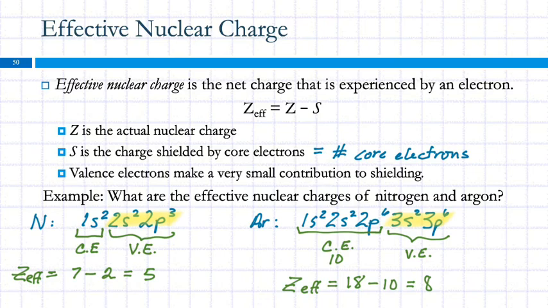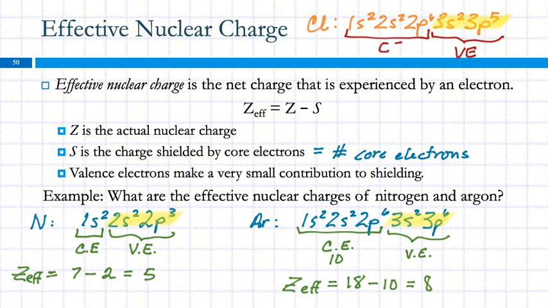If we looked at, say, chlorine, let's just look at that for a minute. So chlorine, 1s2, 2s2, 2p6, 3s2, 3p5, right? There's our valence electrons and our core electrons. How many core electrons does chlorine have? 10.